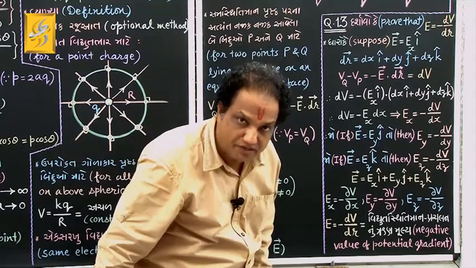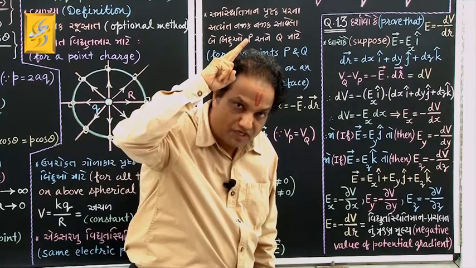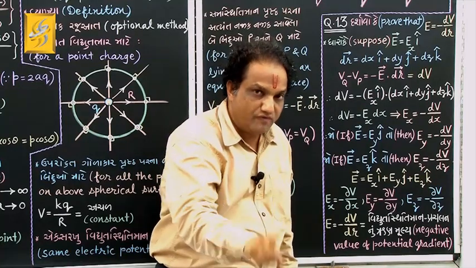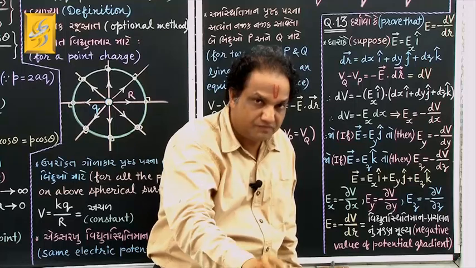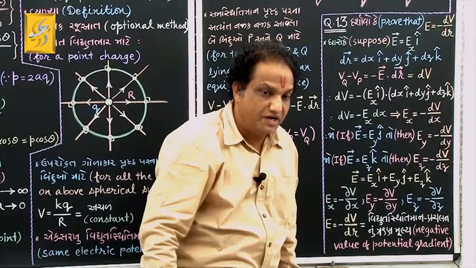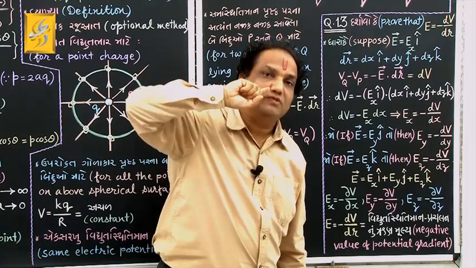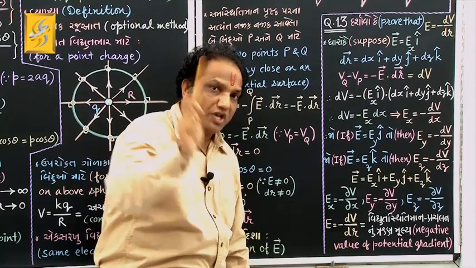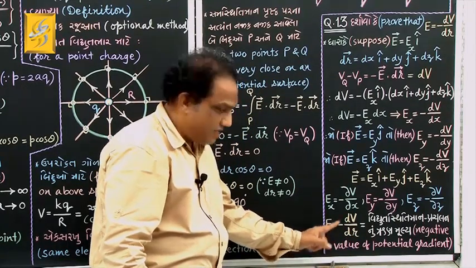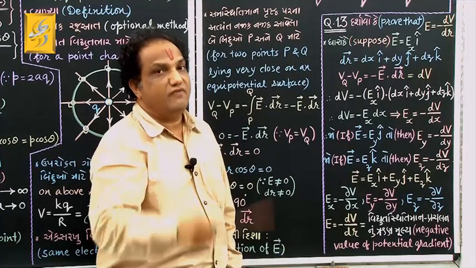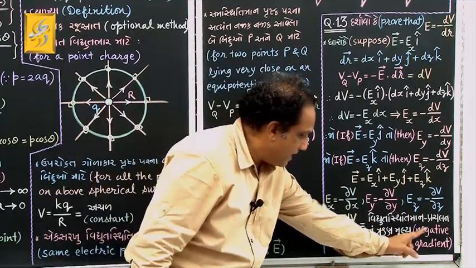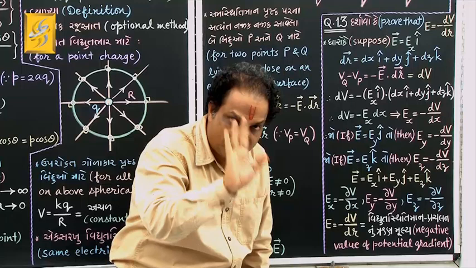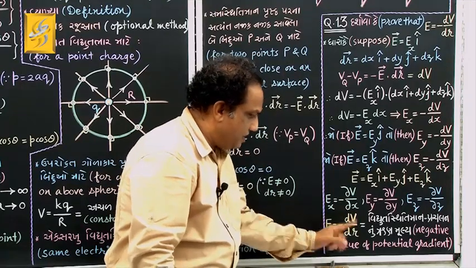Can you remember two words which you studied in 11th standard? One was velocity gradient. What was that? dv by dx. Rate of change of velocity with respect to distance is called velocity gradient. The second word was temperature gradient, dT by dx, rate of change of temperature with respect to distance. Similarly here, rate of change of electric potential with respect to distance, we call it potential gradient. And here the electric field comes out to be the negative value of the potential gradient. Electric field at any point is nothing but the negative value of the potential gradient.